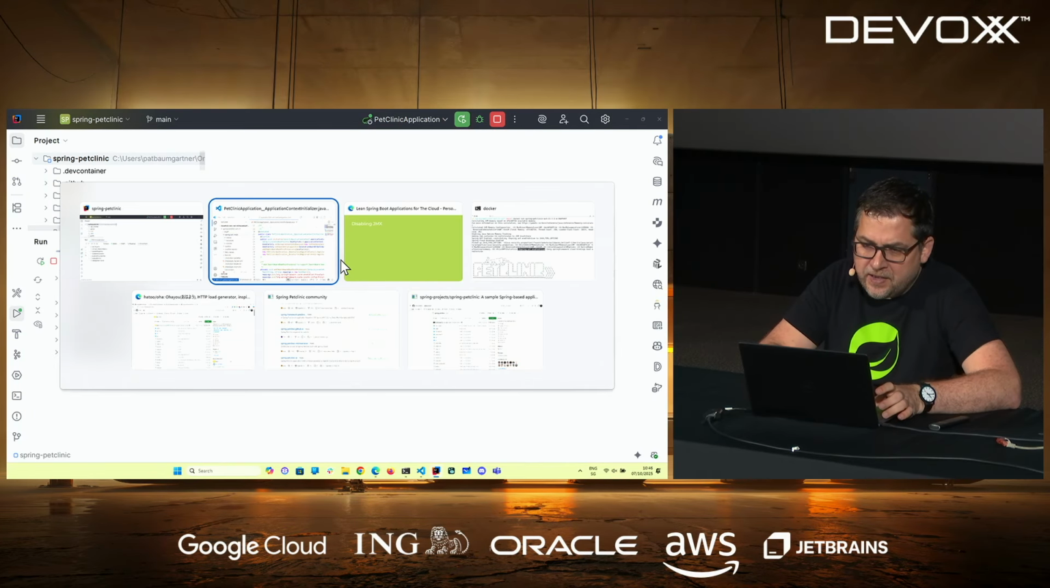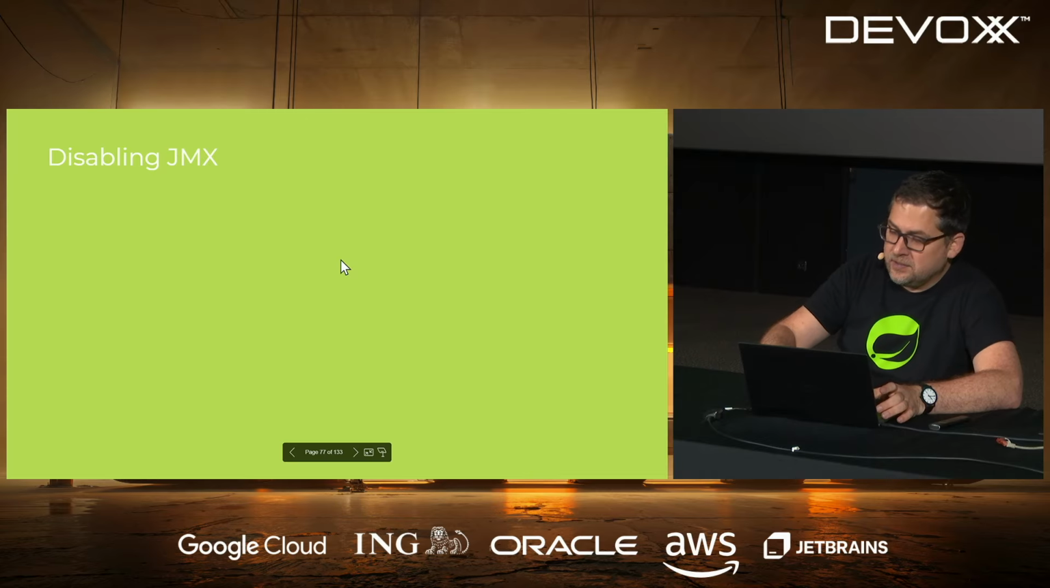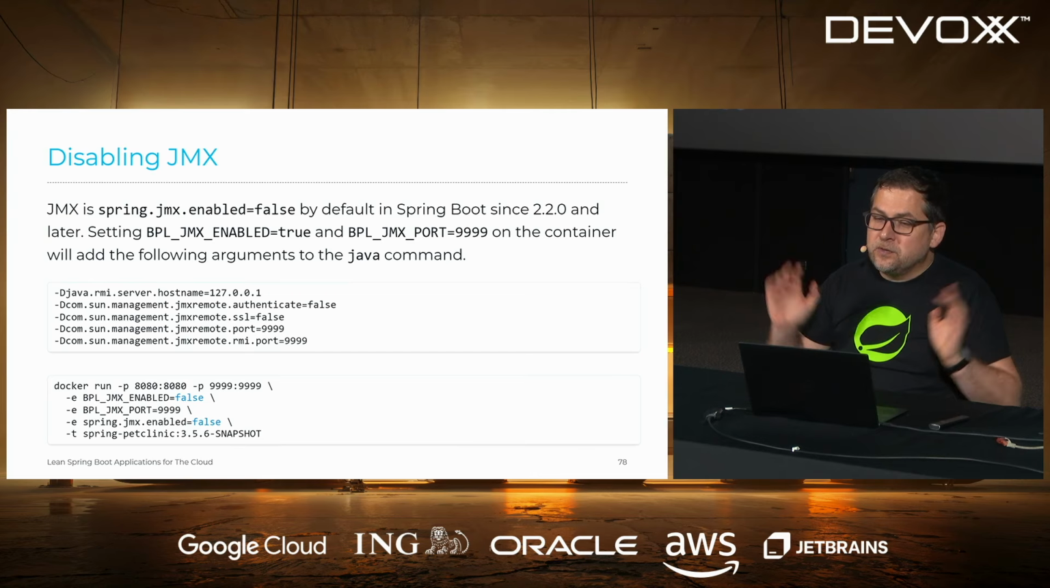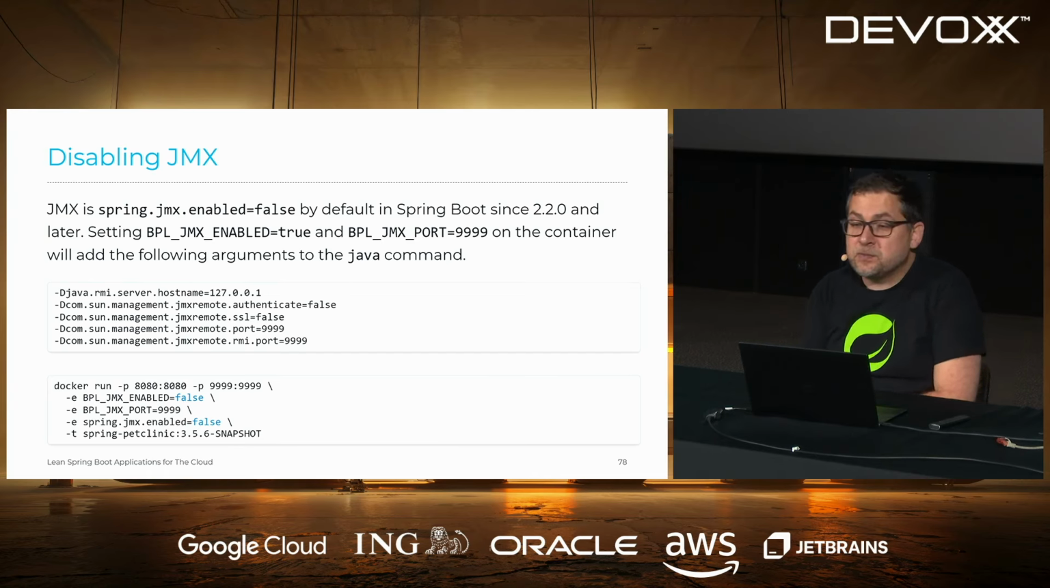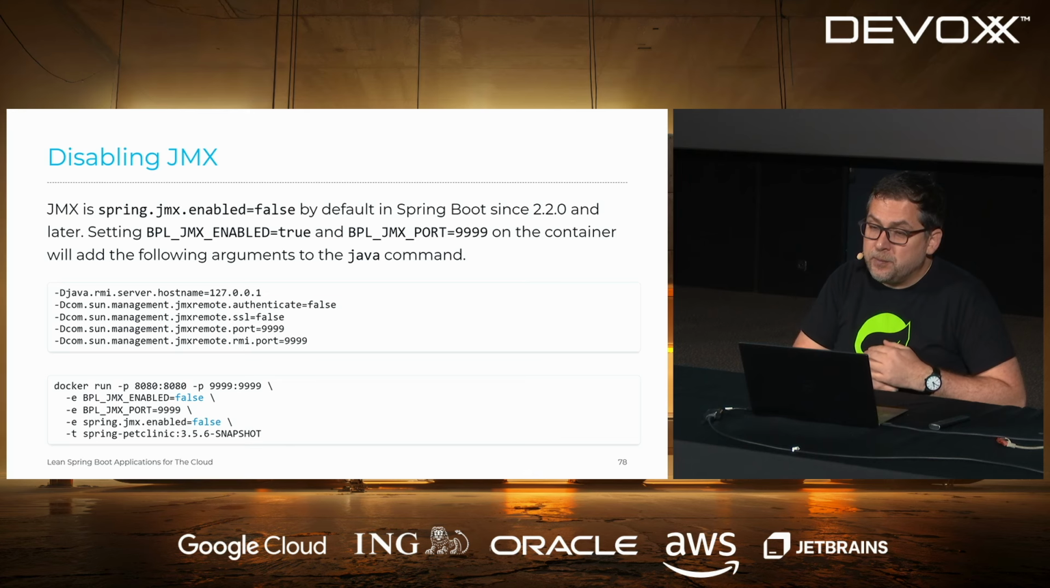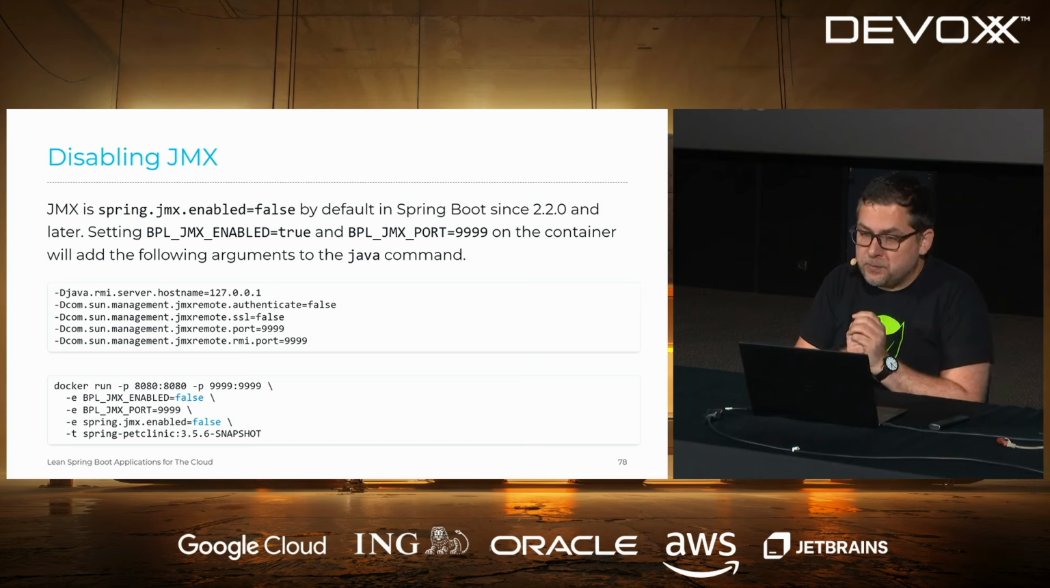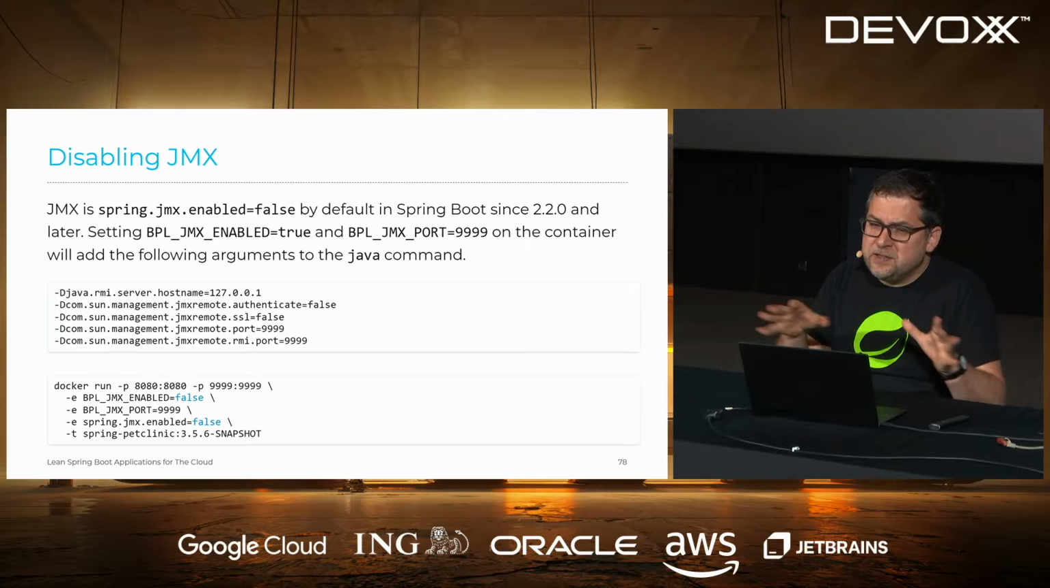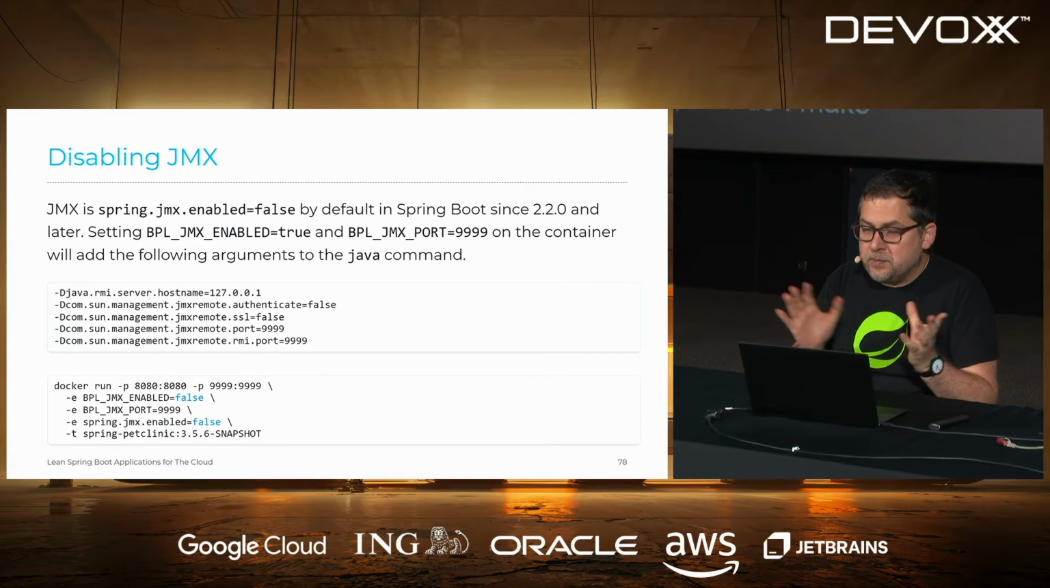And that's why I said this part is kind of fun, because you don't have to do anything. JMX with Buildpacks is by default disabled. It's also disabled by default, not only from the Buildpack side, but also from the Spring Boot side since version 2.2, so also very early, right? But if you just have seen that in IntelliJ, you might ask, how do I make sure that JMX is not there?